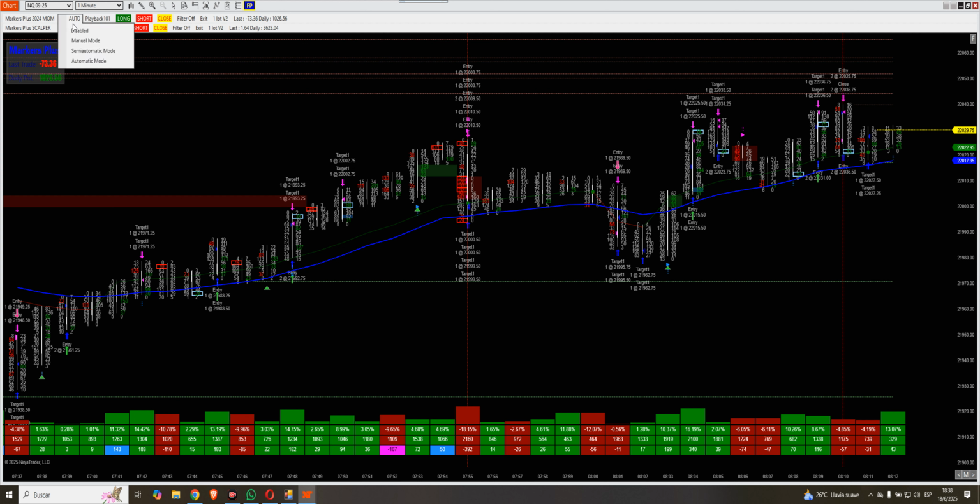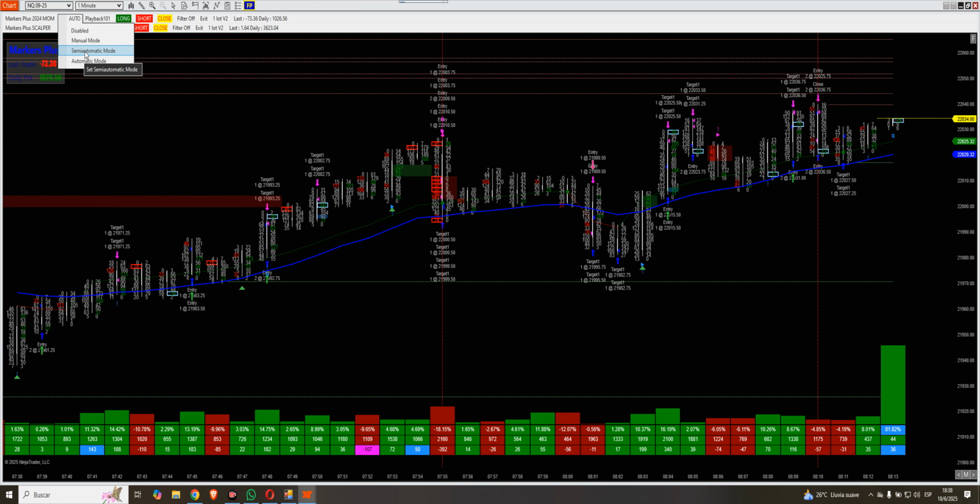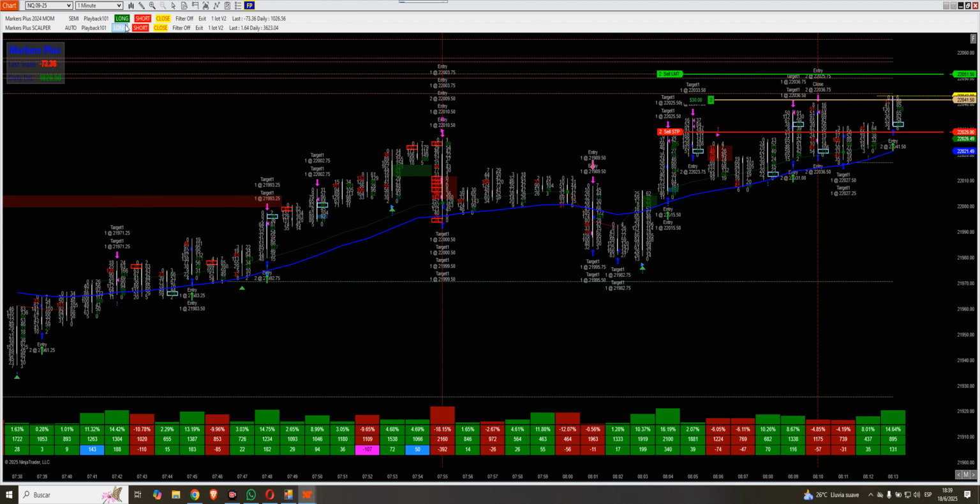You go here, enable manual mode. You go out. Right now it's automatic mode. You go semi-automatic. What does semi-automatic mean? Semi-automatic means that it will do one long and disable. It will be like this. If it makes, for example, a long right now, whether it was filled or not filled, it will be disabled. You will see right now.